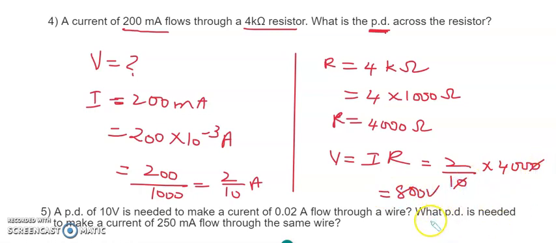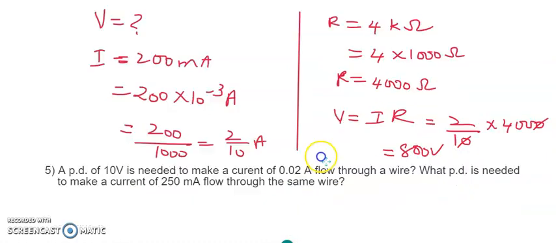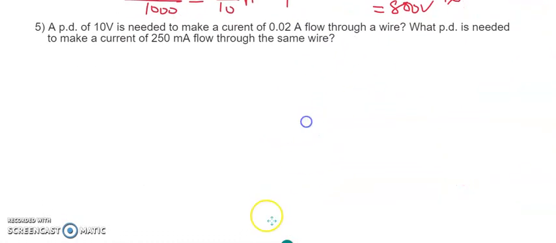Right? Clear? Okay. Next, a PD of 10 volt. P.D. means potential difference.